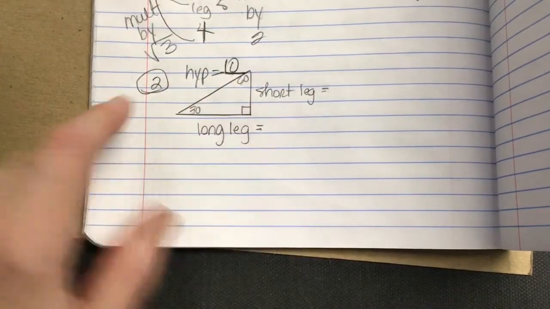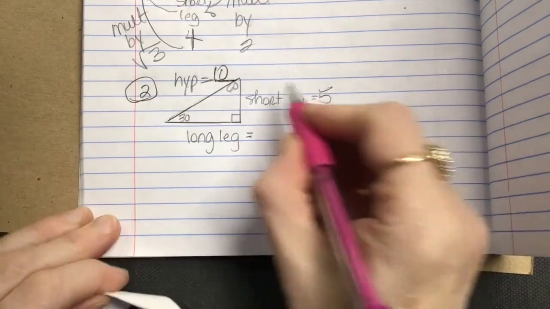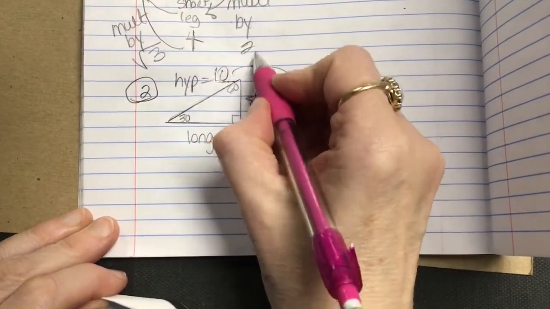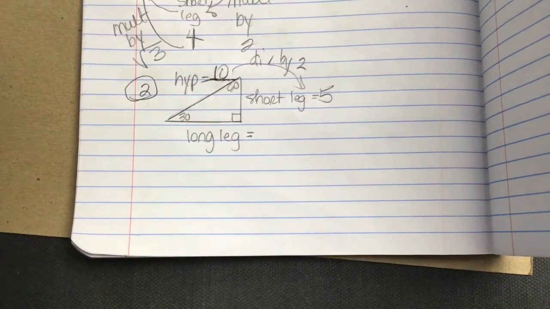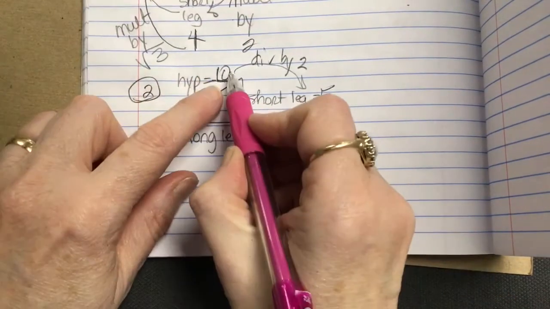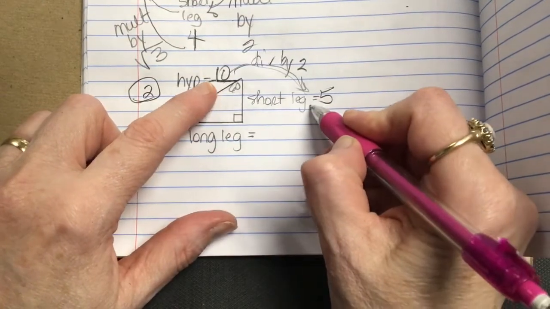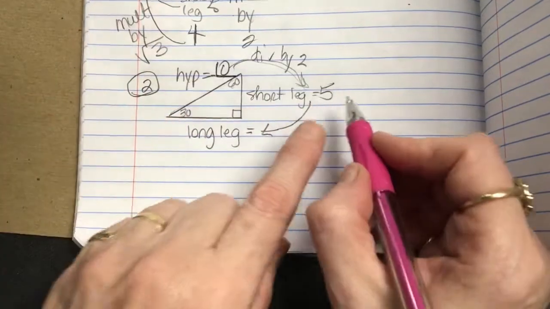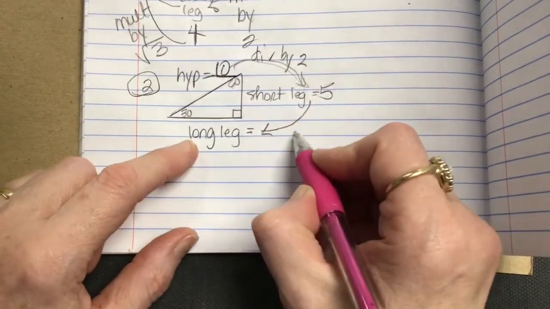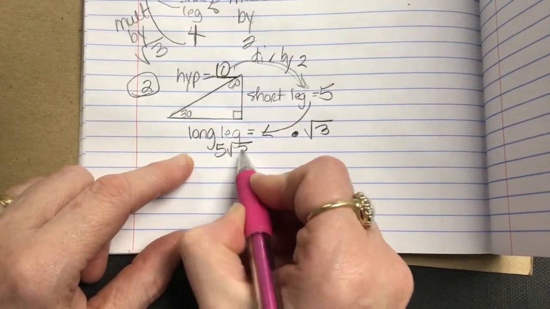Hypotenuse is 10, look, 5. So this time we divided by 2. But they're tied together by 2. You either multiply by 2 or divide by 2. You have to go to the short leg first. Now we go from the short leg to the long leg. What's the tie between them? It's the short leg times square root of 3. So it's 5 square root of 3.